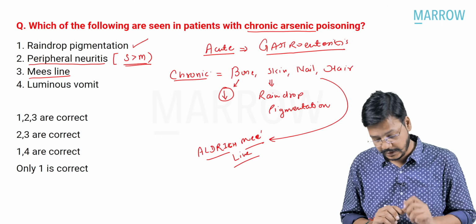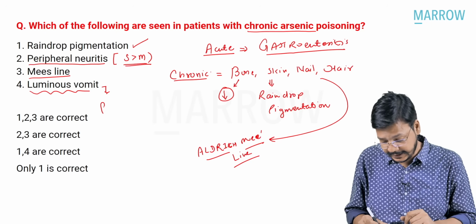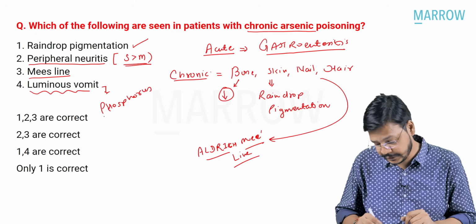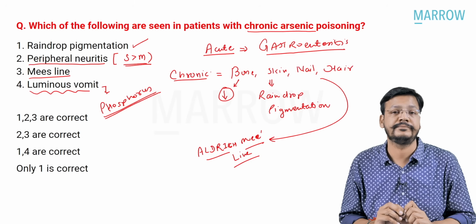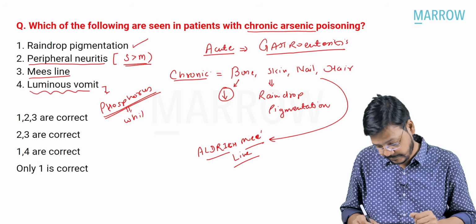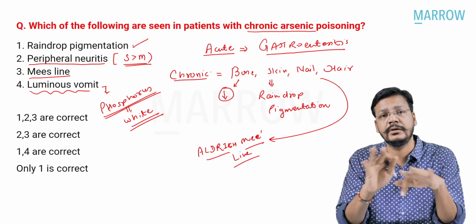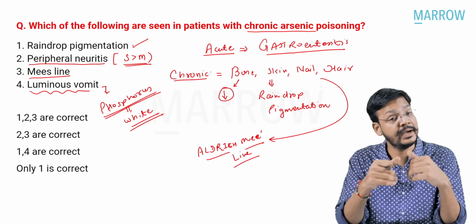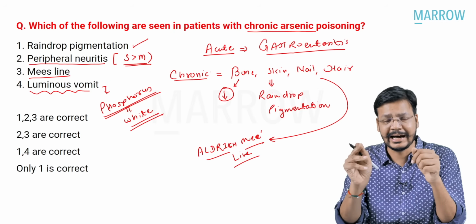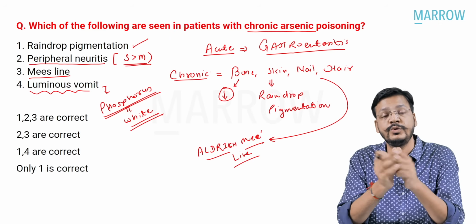Luminous vomiting, sir. Luminous vomiting is a feature of phosphorus poisoning, white phosphorus. White is the luminous phosphorus. I told you the trick. For red phosphorus, everything is no: non-toxic, no smell, non-luminous. For white, everything is yes: toxic, garlicky smell, and it's luminous. White phosphorus is a Diwali poison used for making crackers.